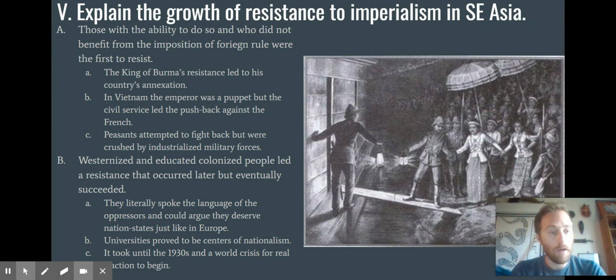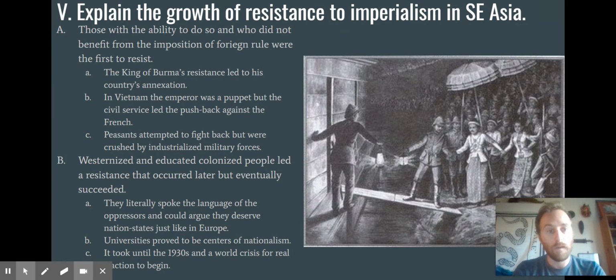The emperor in Vietnam had heard what happened in Burma, and so didn't push back against the French, but his government did. So you have all sorts of subtle ways that the kind of middle class in Vietnam messes with French rule in that country. Peasants were generally more unsuccessful because they don't have machine guns, and the European imperialists do.